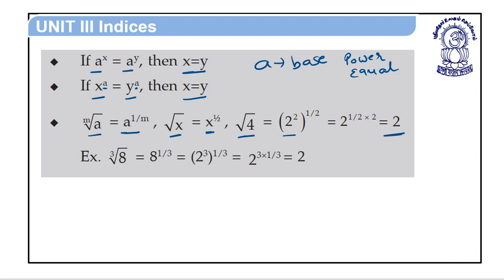Cube root of 8 is 8 raised to 1 by 3. 8 is the cube of 2. So 2 cube, whole raised to 1 by 3, is equal to 2 cube into 1 by 3. So the 3s cancel. So 2 raised to 1, the answer is 2.